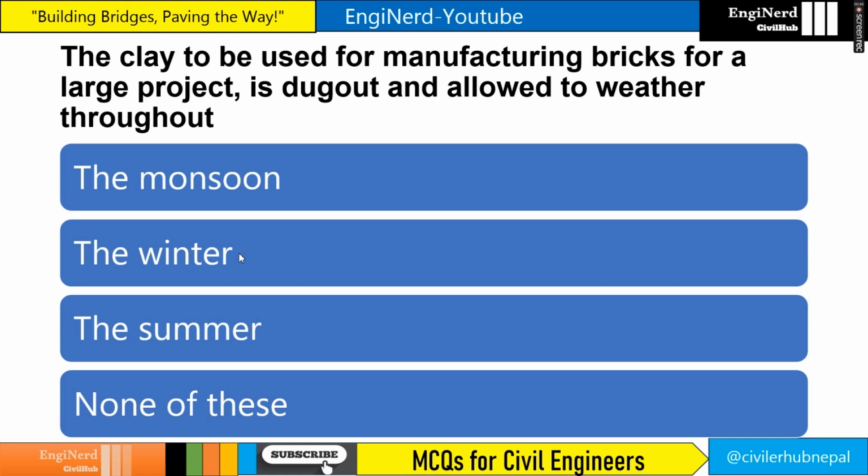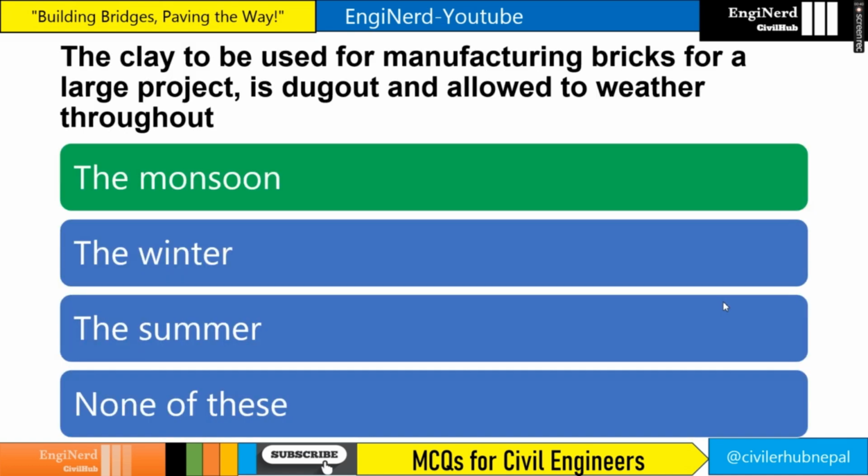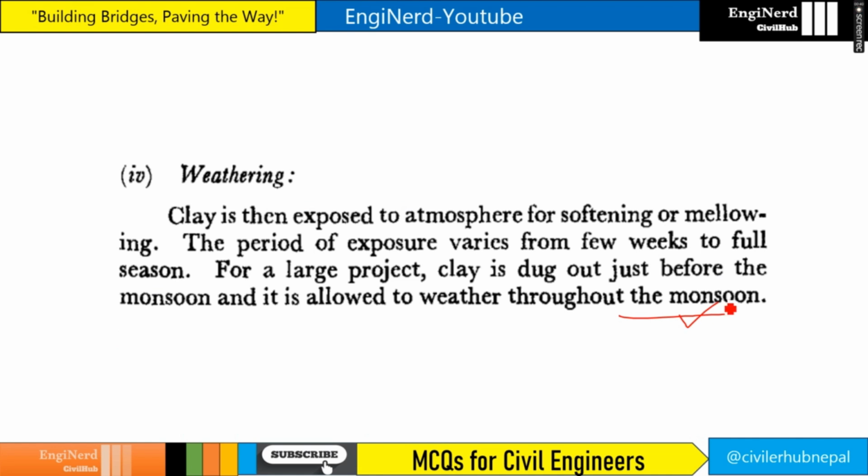The clay to be used for manufacturing bricks for a large project is dug out and allowed to weather throughout the monsoon, right? For a large project, clay is dug out just before the monsoon and it is allowed to weather throughout the monsoon. And weathering is softening or mellowing the clay, right?